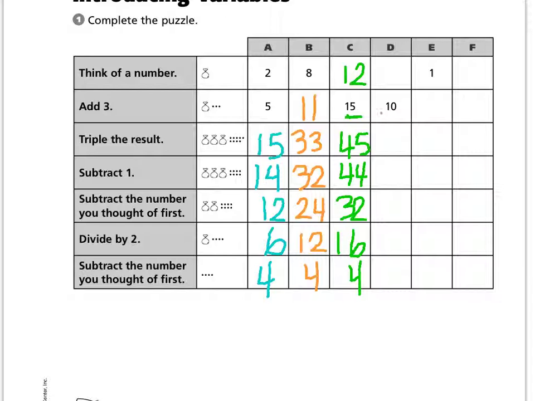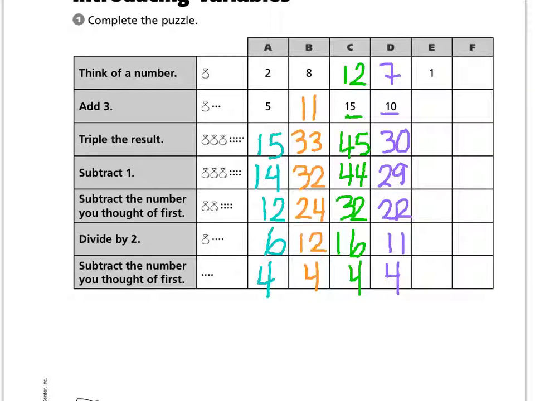The same strategy, we're going to take 10 minus 3, which is 7. So 7 plus 3 is 10. 10 tripled is going to be 30. Subtract 1 is 29. Subtract the number that you thought of first, which is going to be 22. Divide by 2, which is 11. Subtract 7 from 11, which is 4.